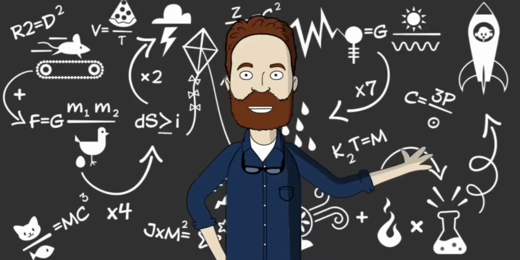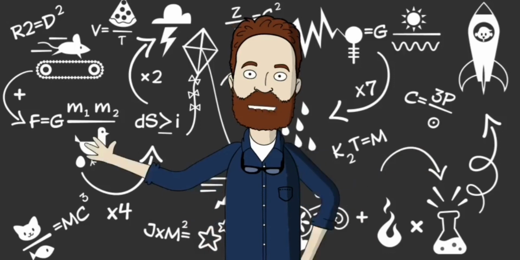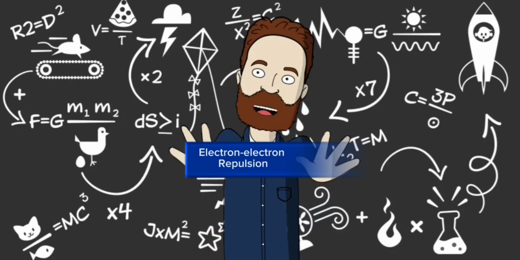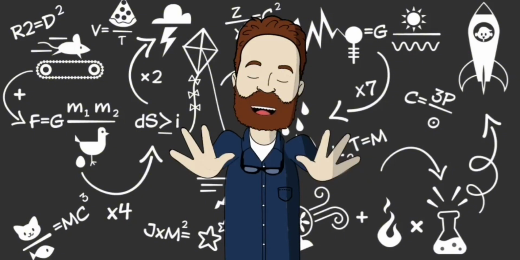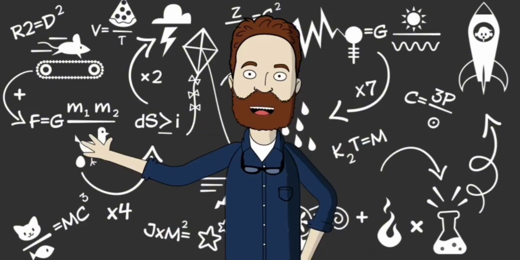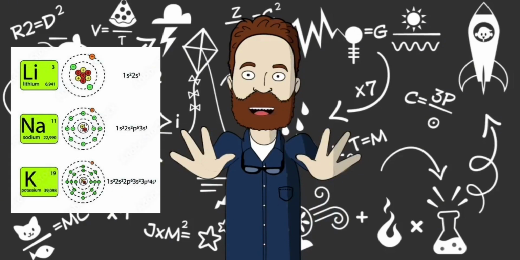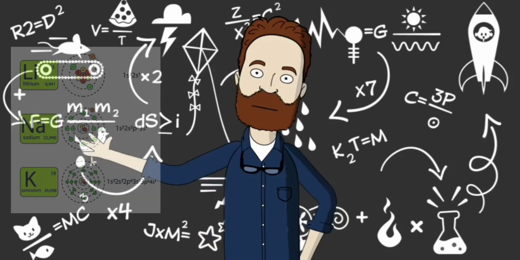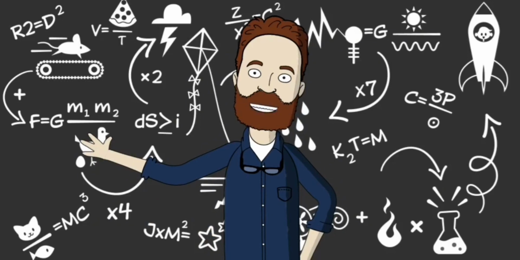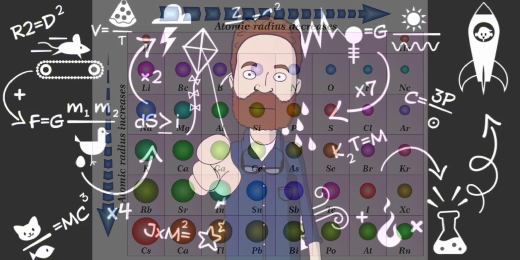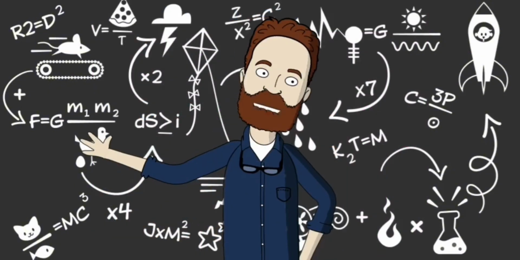Several factors influence atomic radius, including effective nuclear charge, electron shielding, and electron-electron repulsion. For example, consider the trend in atomic radius for the alkali metals lithium, sodium, and potassium. As you move down the group, atomic radius increases due to the addition of electron shells, leading to the larger size of atoms.